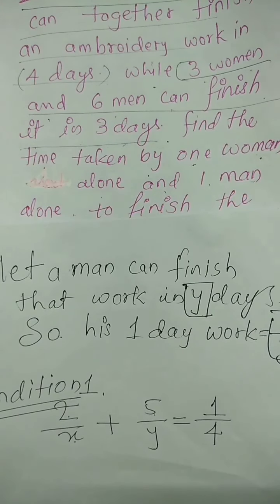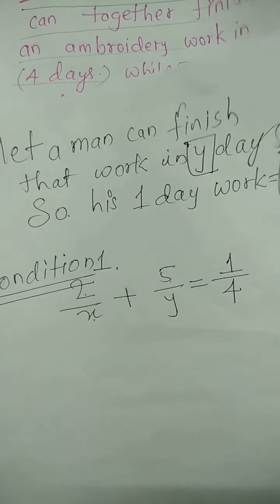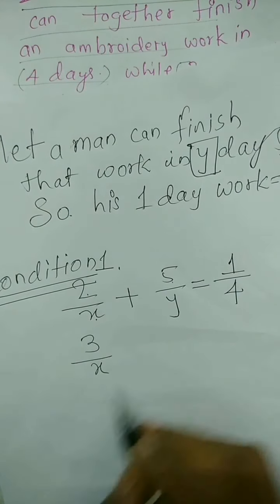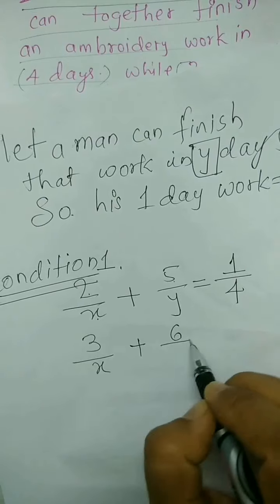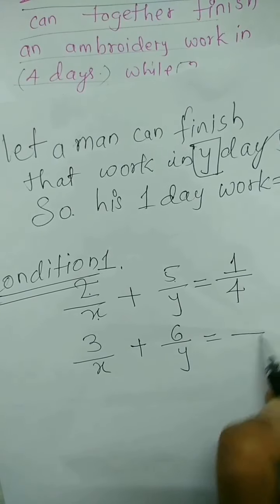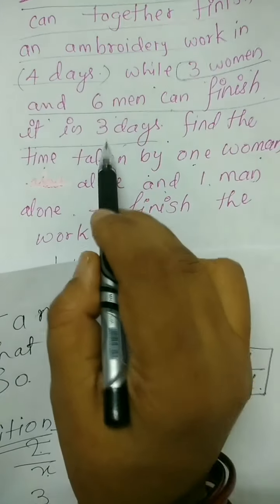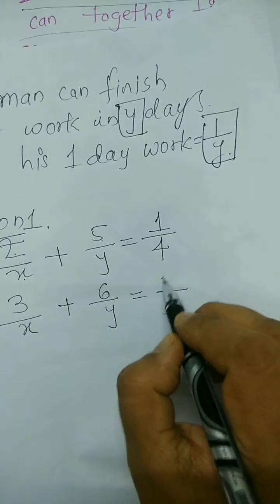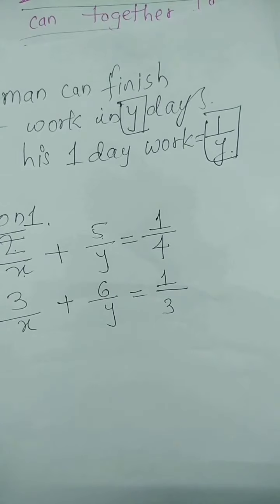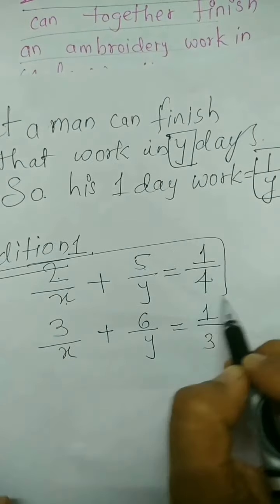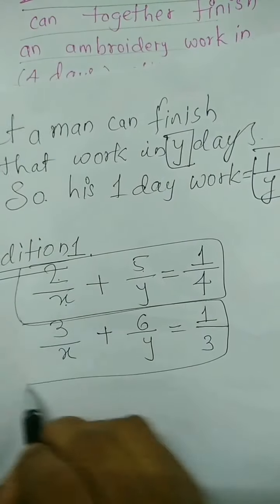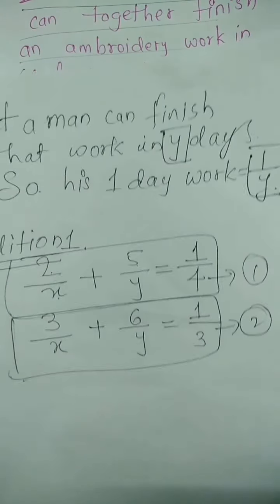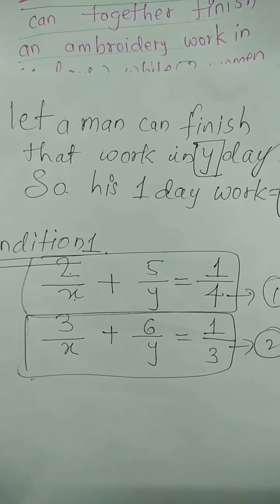Isn't it? Can finish it in 3 days. 3 women, 1 day's work and 6 men's 1 day's work. So they can finish the work in how many days? 3 days. So 3 days, then 1 day's work will be 1 by 3. These are the two conditions which we have got and you solve this. Okay, by substitution. If you want, you can simplify this.